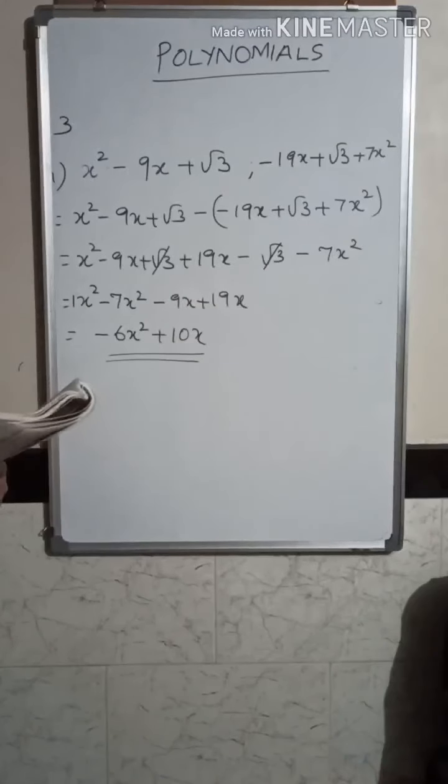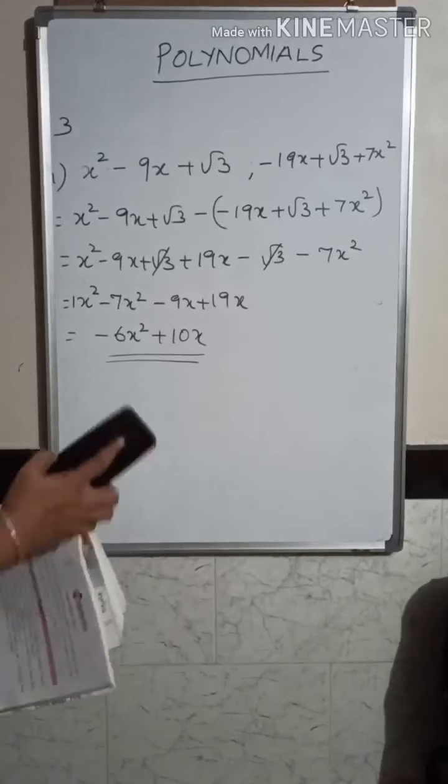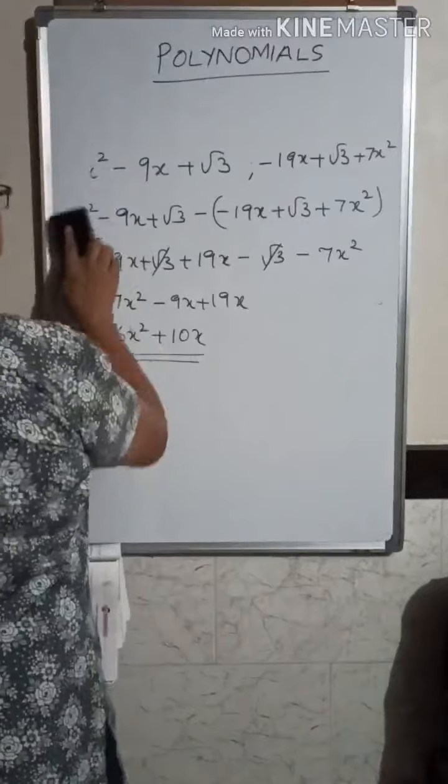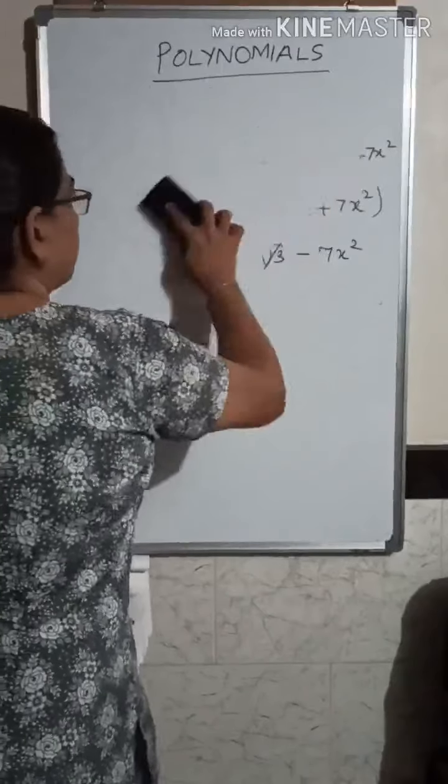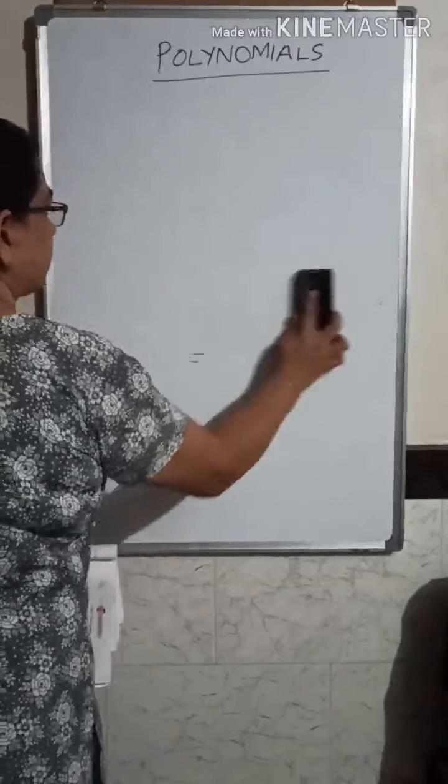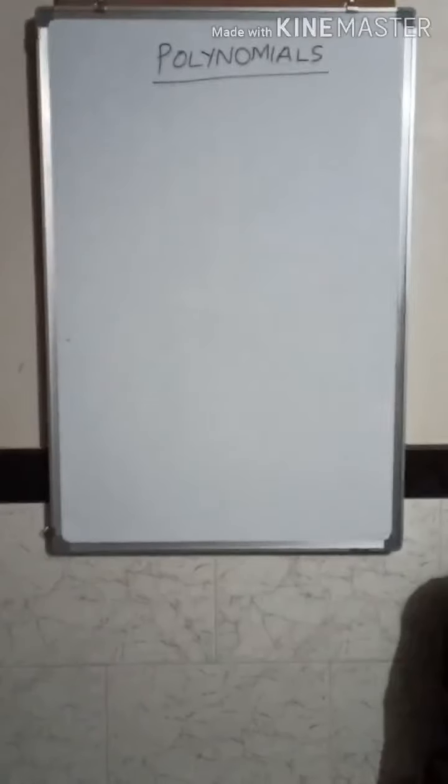Now next you have to multiply the given polynomials. Multiplication of polynomials: how to multiply two given polynomials. This is the same as what you have learned in algebraic expression multiplication, the same way you have to do it.